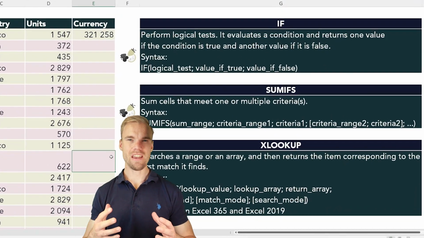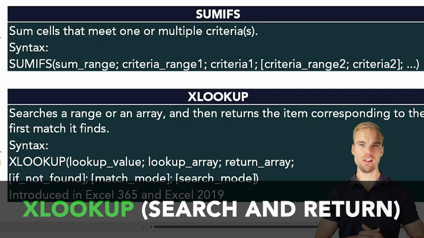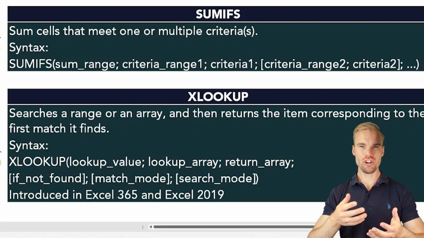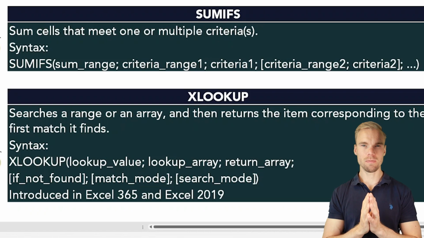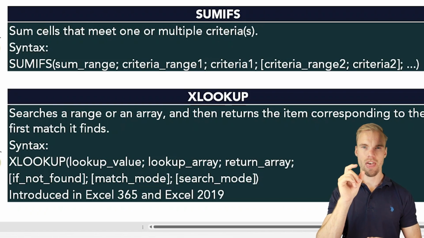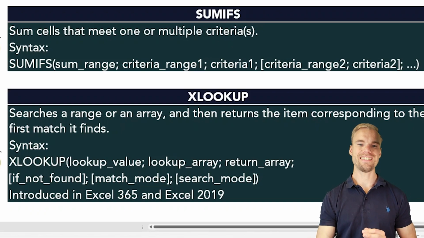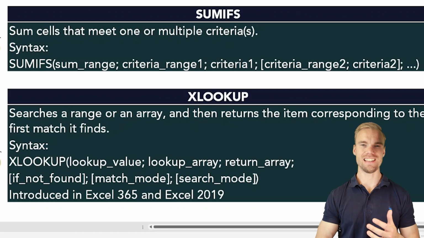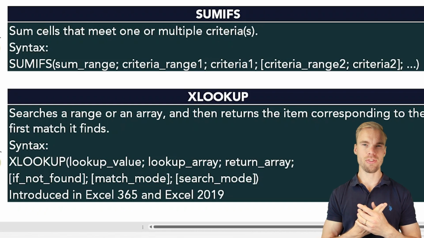And then we have my favorite function, the XLOOKUP function, which is available in all the newer Excel versions. And it lets you search an array or a range and then return the item corresponding to the first match that it finds. This is the function that we would use if we wanted to get the currency for the countries that's in the C column. The syntax for the function is 6 different arguments. The 3 first are mandatory and the 3 last are optional.